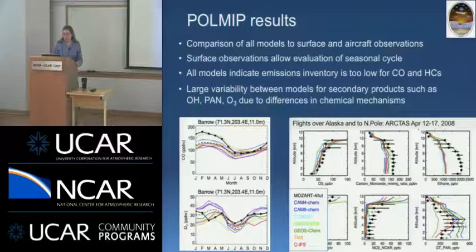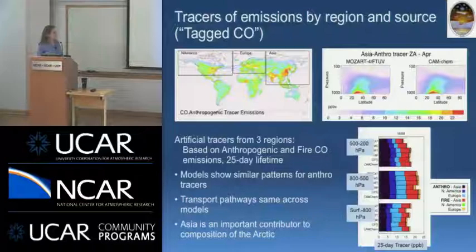And another tool we used in this model intercomparison was to tag sources from different regions and to look at how these different regions contributed to pollution and the composition in the Arctic. So we had 3 tags from each continent, and this is a zonal average of this tracer from Asia. So the emissions are primarily between 20 and 40 degrees south.